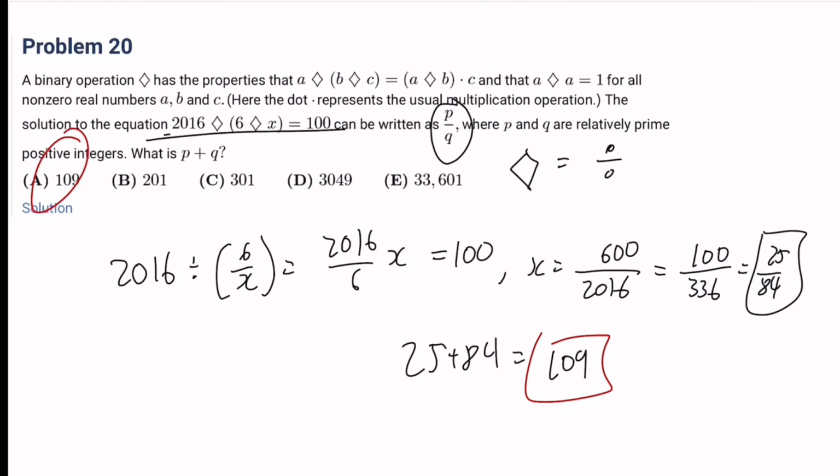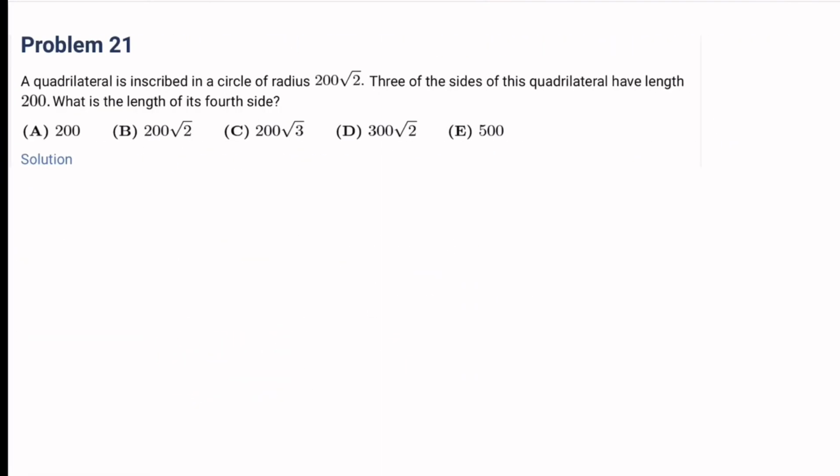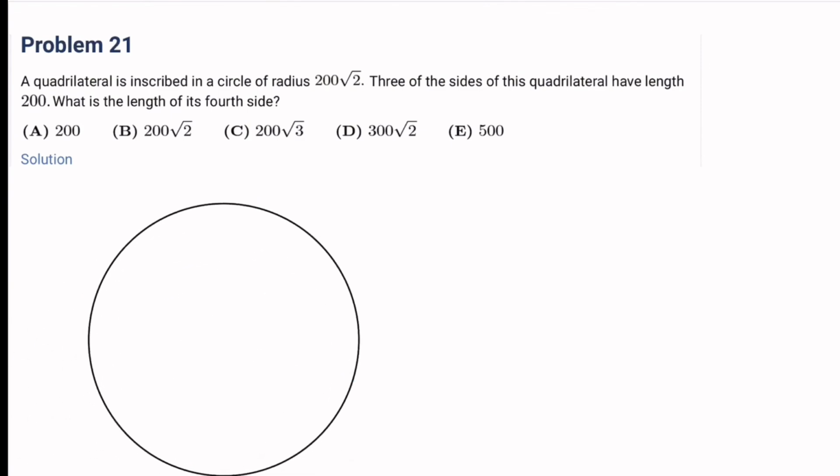It's A. Number 21, a quadrilateral is inscribed in a circle of radius 200 root 2. Three of the sides of this quadrilateral have length 200. What is the length of its fourth side? Okay, so if we just bring out the circle, then it's going to look something like that. And then the quadrilateral inscribed inside it, that's going to look something like this. So that's going to be our quadrilateral. And the radius is 200 root 2.